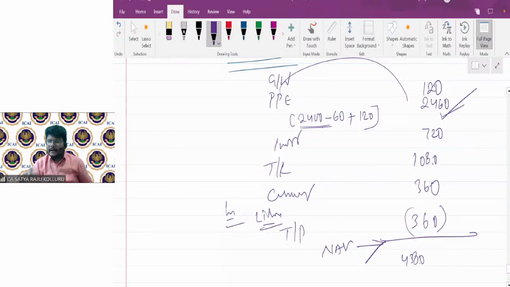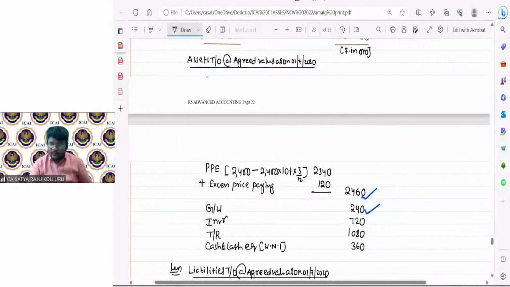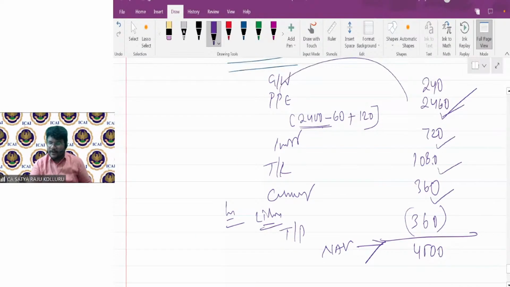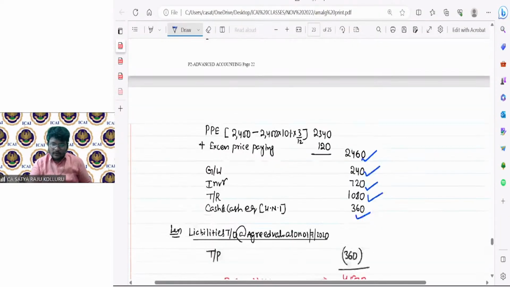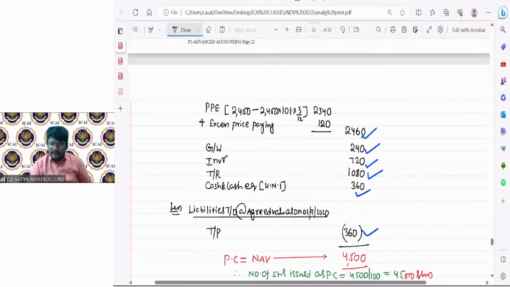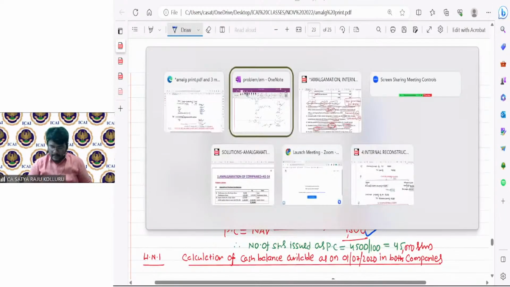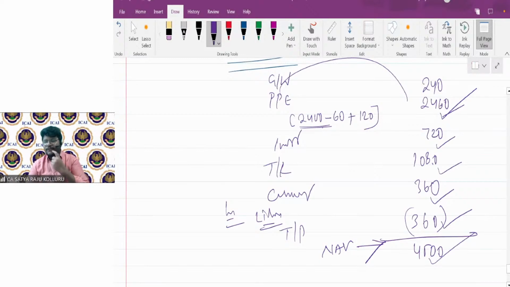I read correctly, but I gave the wrong figure. Just a moment. I'm so sorry. So 240. Now you can give the correct figure. Earlier I got 4260. If you remember, 4260 plus 240 I'm adding. So 4,500 NAV. Anyway, I'm cross verifying the accuracy of the figures one by one. Inventory 720, trade receivables 1080, cash and cash equivalent 360 I got. I also got 360. Then liabilities trade payable 360, and NAV is 4,500. This is the answer for first sub question.